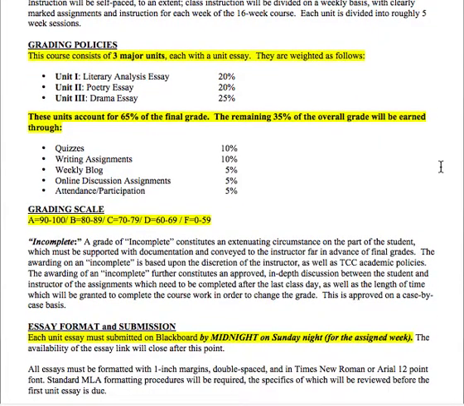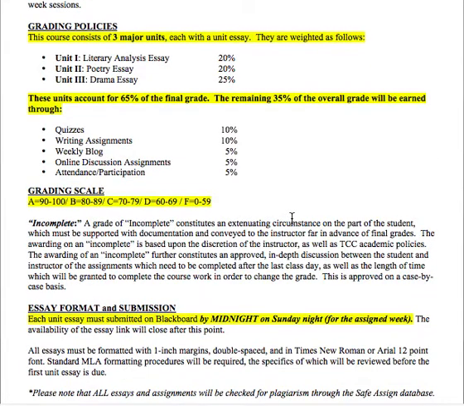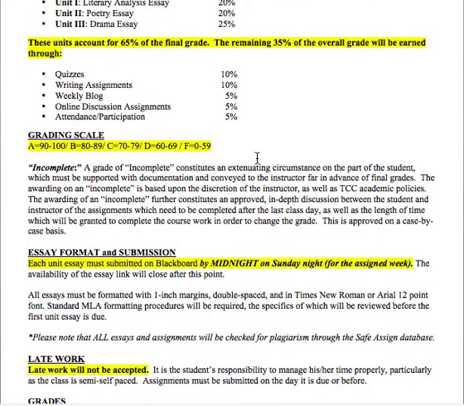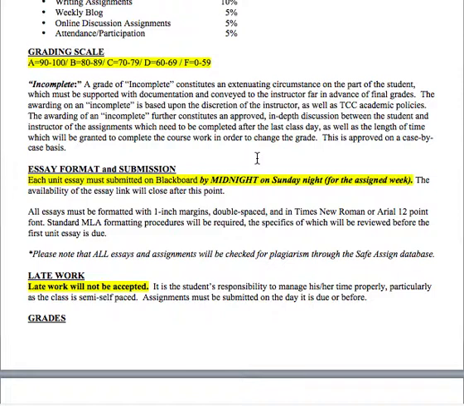So this course, we're going to have 3 major units, each with a unit essay. One is a literary analysis essay, one's a poetry, one's a drama. So 20, 20, and 25 is going to be how those weigh out. And then that 65%, the remaining 35% comes from 10% for quizzes, 10% for writing assignments, which are graded for content. And then you'll have blogs and online discussion posts. Those are 5% each. Those are generally graded for completeness rather than content. And then 5% for attendance and participation, which is a TCC policy. And there's your grading scale right there if you need it.